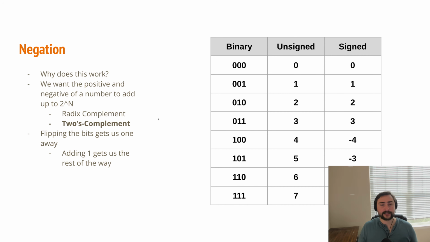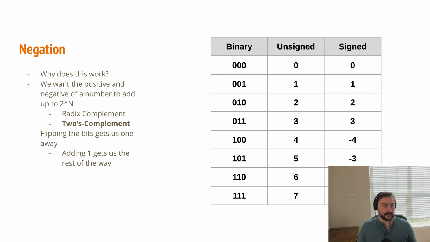Now, how exactly does this work, and why does this work? Well, the idea behind this is the idea of a complement. We want the positive and negative of a number to add up to 2 to the n in this case. This is an idea called a radix complement, or more specifically in our case, a 2's complement. So you may hear the signed representation referred to as 2's complement numbers. This is pretty much what every single computer uses today. And this idea actually goes back a long time, back to John von Neumann's seminal paper on the first stored program computer, where he talked about using this as a form of representing our signed binary numbers.